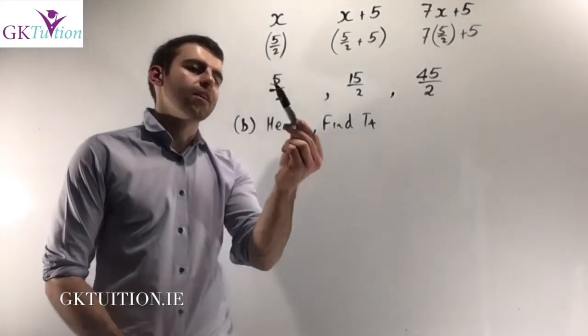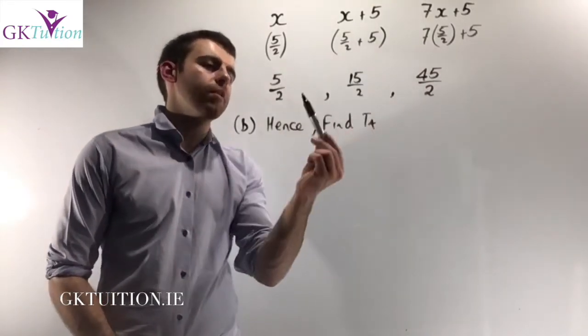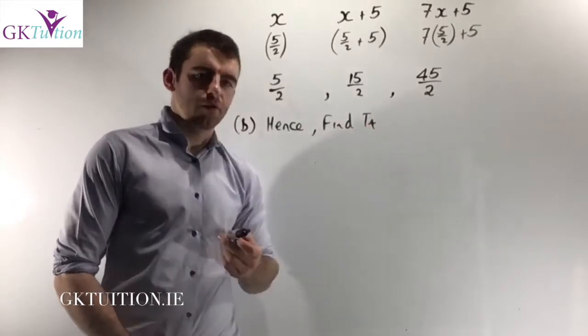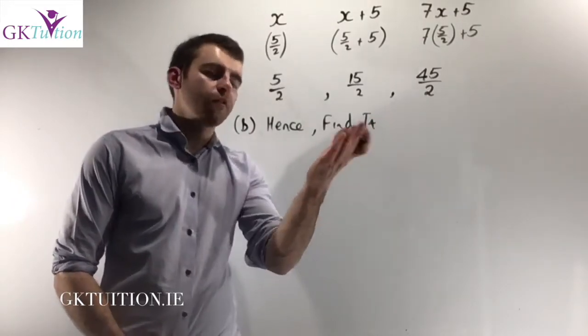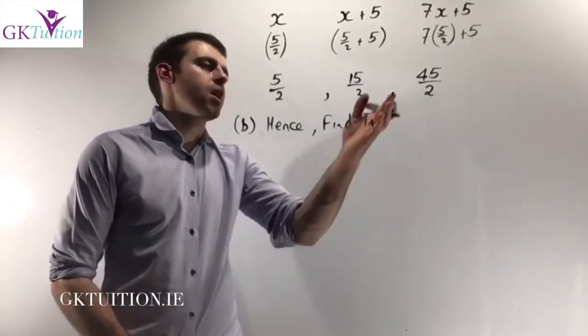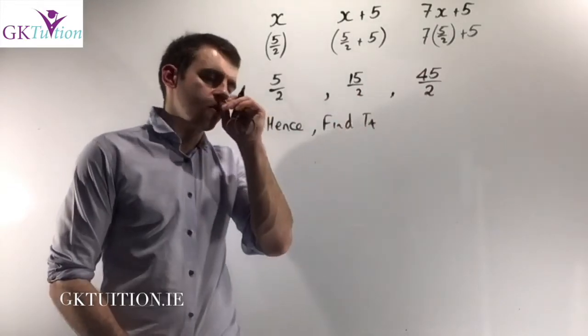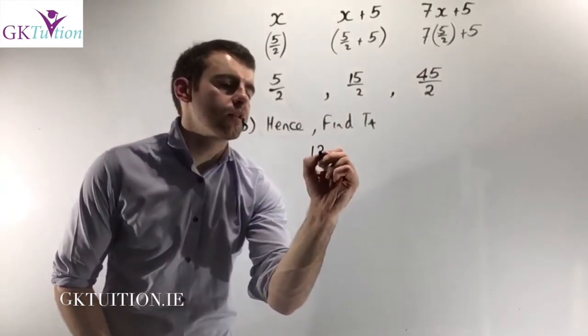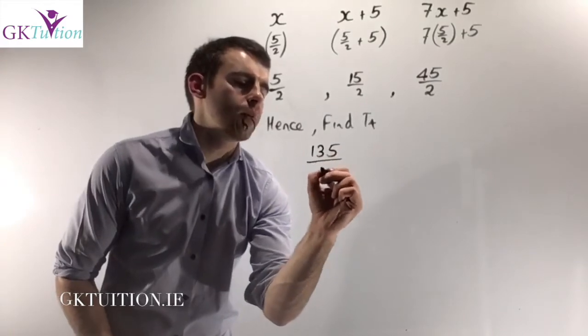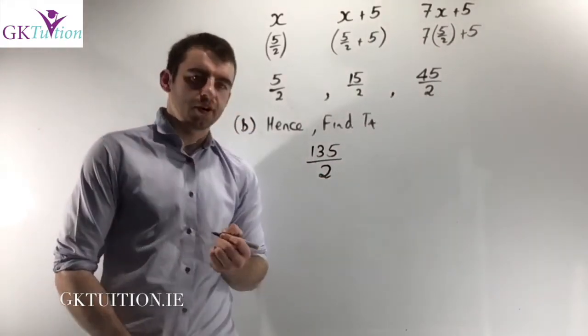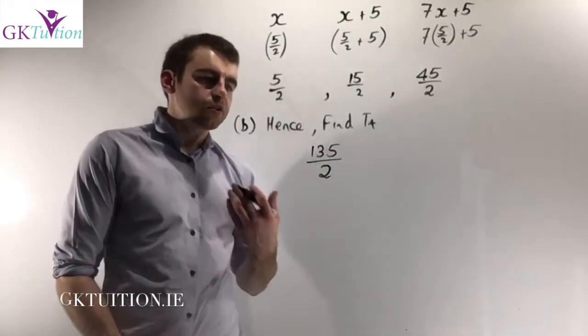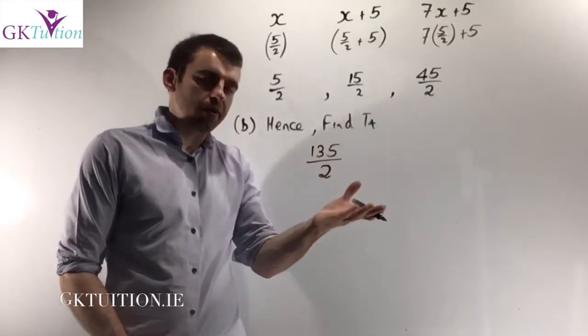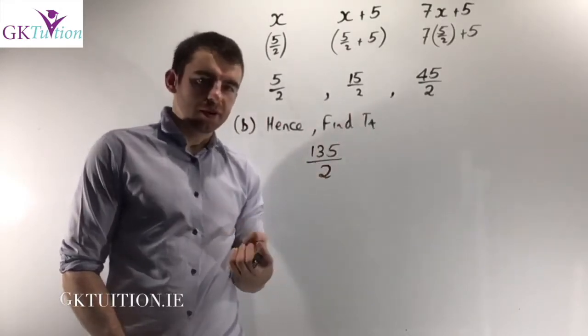I can clearly see that I'm just multiplying. 5 by 3 gives me 15. 15 by 3 gives me 45. So to work out what the fourth term, T4, is, I just multiply 45 by 3. 45 by 3 is 135. So that means the fourth term must be 135 over 2. Sometimes you can just look at it and you can figure out what the answer is. But that won't always be the case.